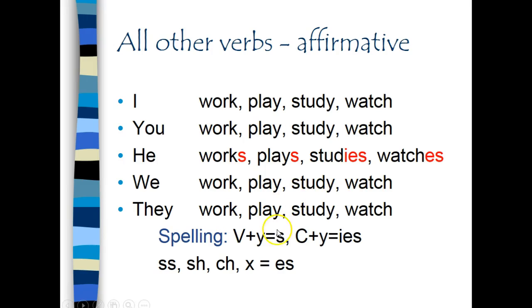If you look at the spelling rules, if you have a vowel plus the letter Y, we add the letter S. But if you have a consonant, like the letter D, plus the letter Y, we change the Y to I and add ES. So study becomes studies. If your verb ends in ss, sh, ch, or x, we add es in the third person singular. He watches.